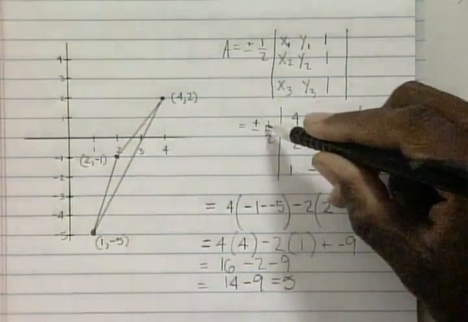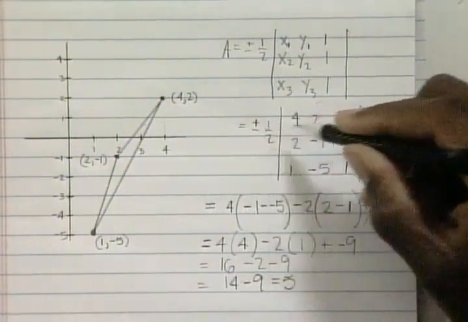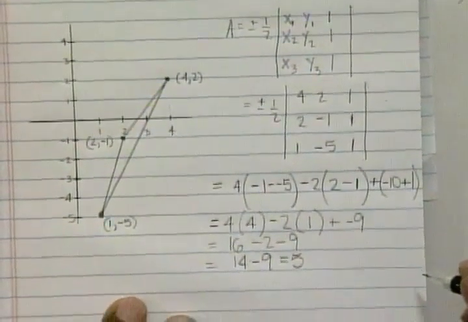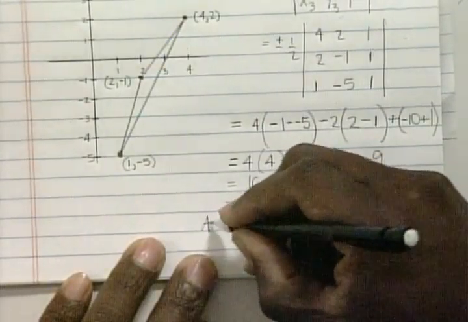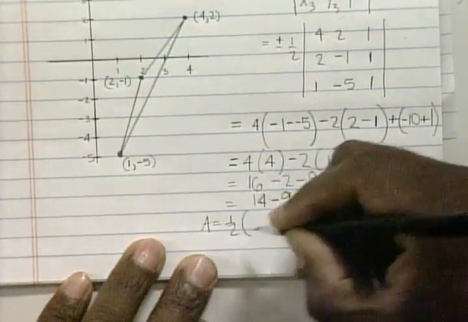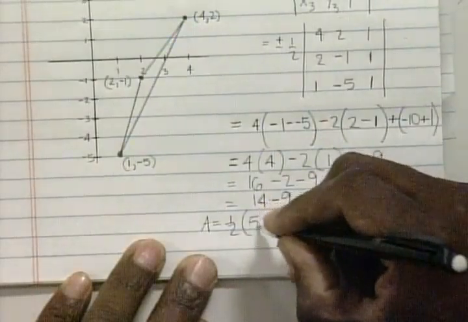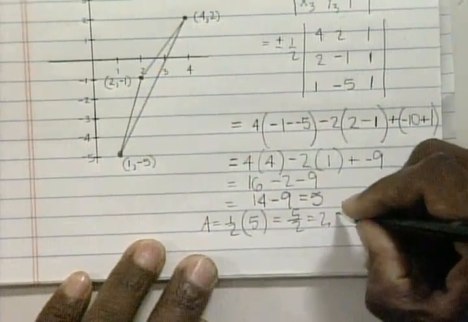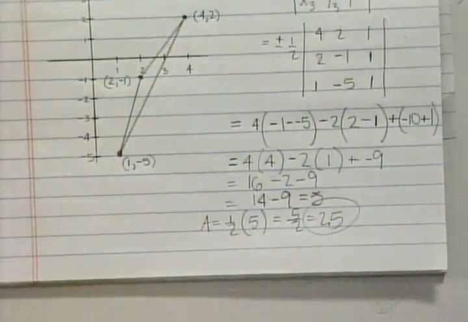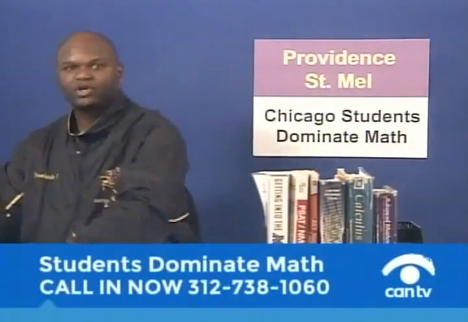But this formula says take half of the determinant. So to find the area, you'd have to take half of the determinant that we just found, which is 5. You get 5 halves, or 2.5. Final answer.